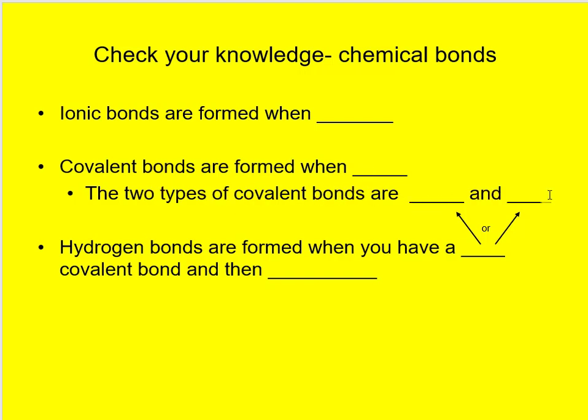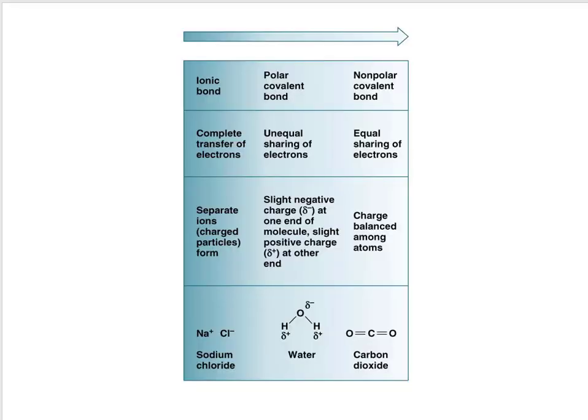Covalent bonds are formed when two atoms share electrons, and those two types are polar and nonpolar covalent bonds. And hydrogen bonds are formed when you have a non-polar, I said that completely wrong. Hydrogen bonds are formed when you have a polar covalent bond, and partial charges then interact with other molecules that have charge to them. So there's nothing new here. It talks about ionic bonds, polar covalent bonds, and non-polar covalent bonds. So take some time to look at that slide.